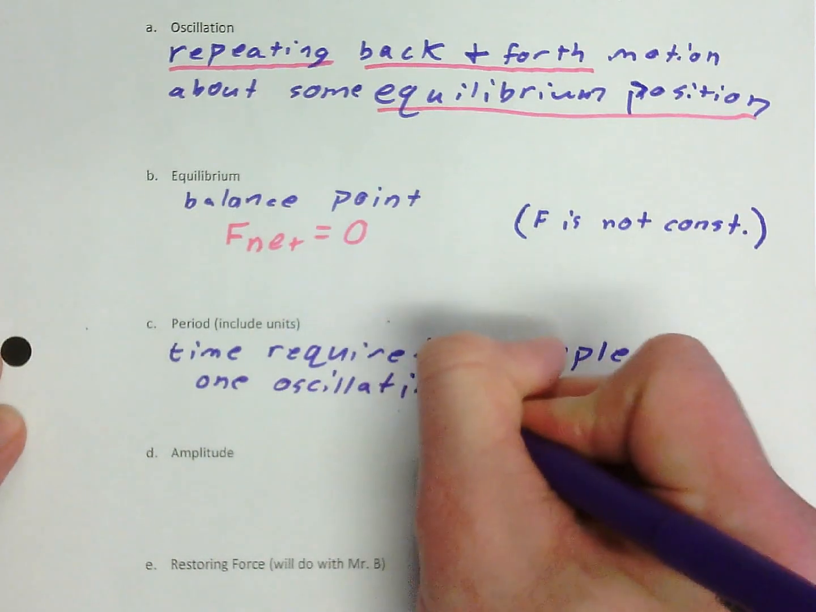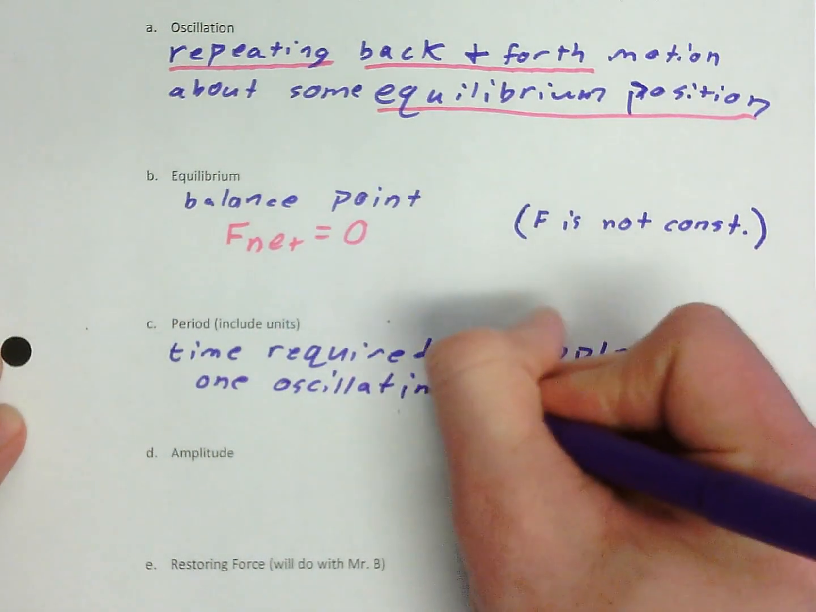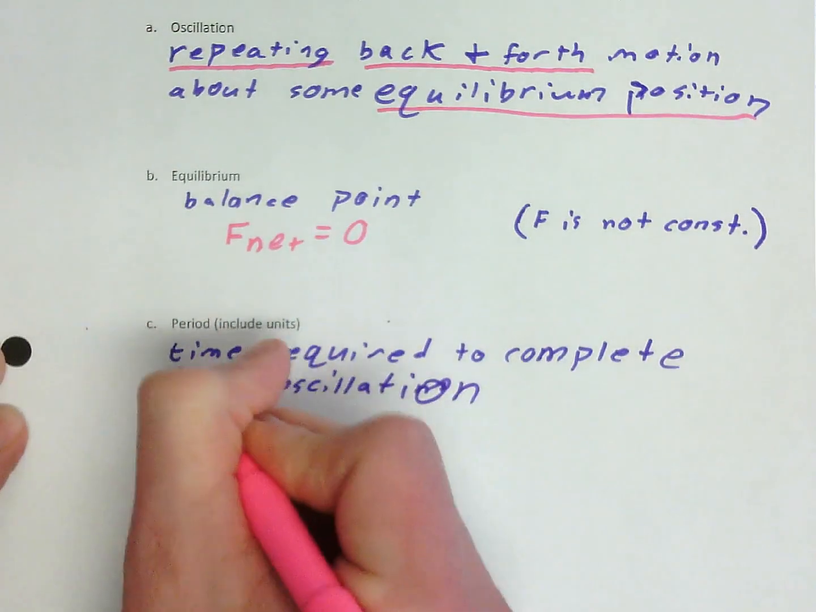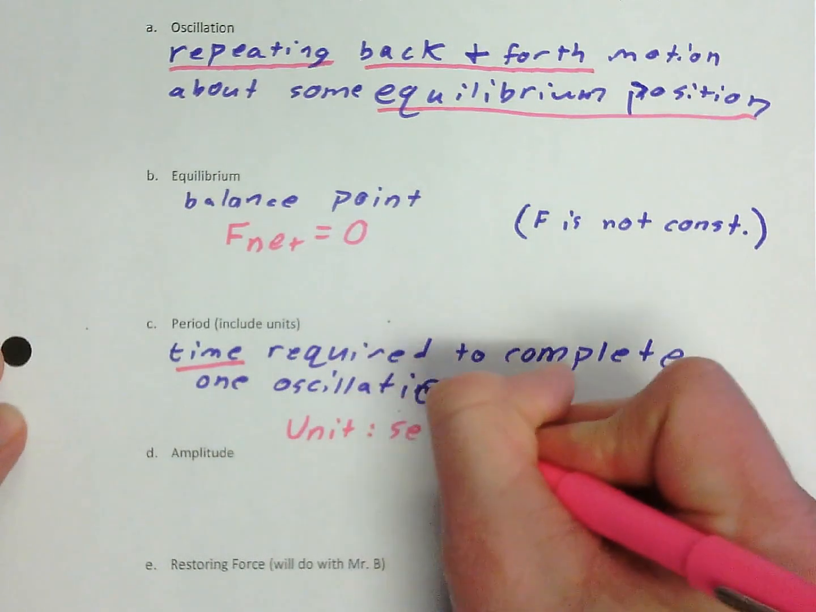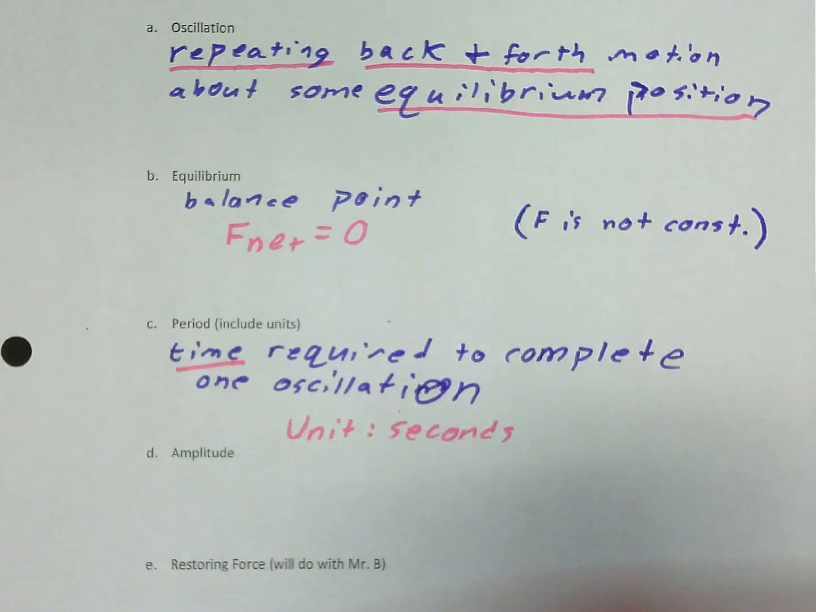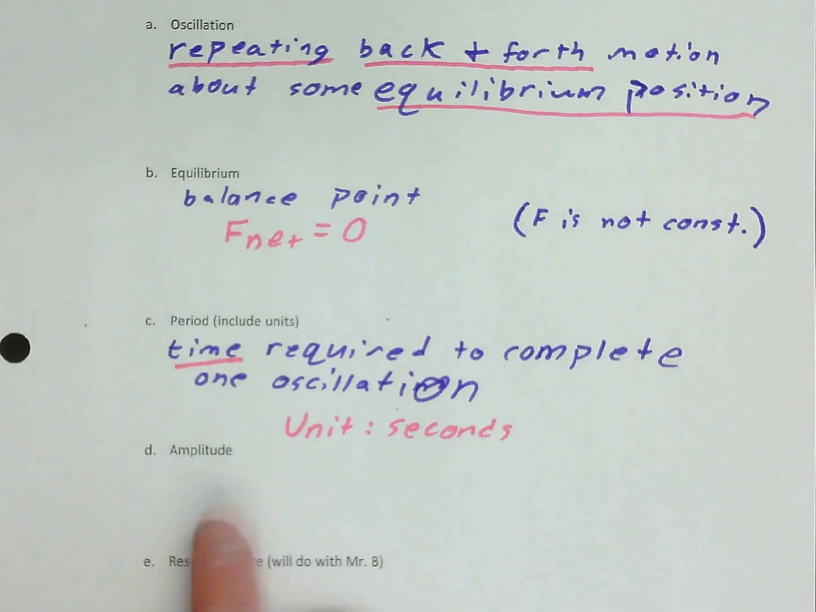Now, the key word is this is a time, so the unit is seconds. So it's how long it takes to go back and forth. And that is one complete oscillation. So if you think about a pendulum that swings from side to side, it's not from one side to the other. It's from one side to the other and then back again. Okay? So it's not just one side to the other, it's from one side to the other and then back again. Okay? Jay, what you got for amplitude?